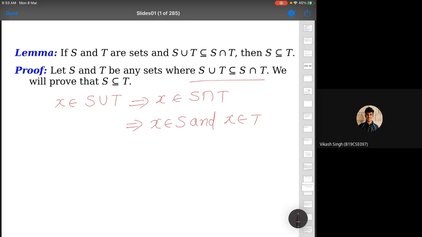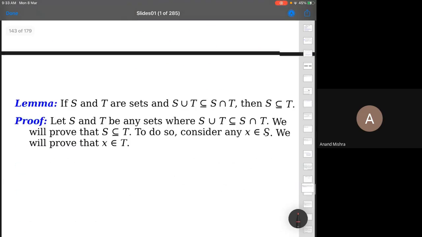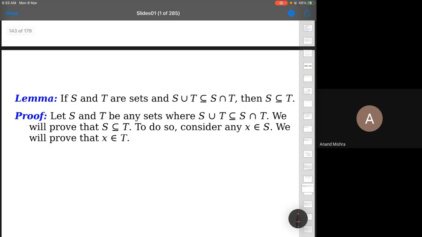Sir, we can say that every element of S will also belong to S union T. So every element of S union T is in T. So every element of S is also belonging to T. Yes. Every element of S will be in T. Yeah. We'll see. So this is how it goes by proving.